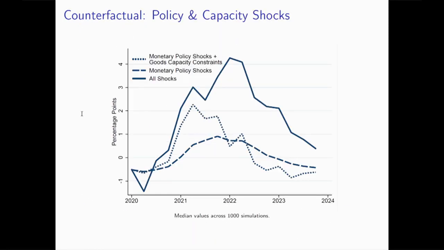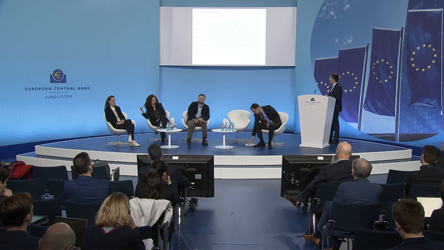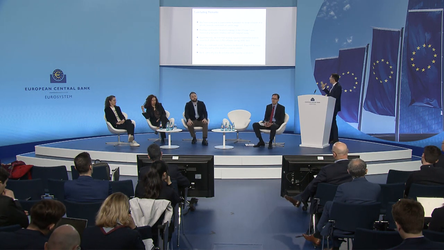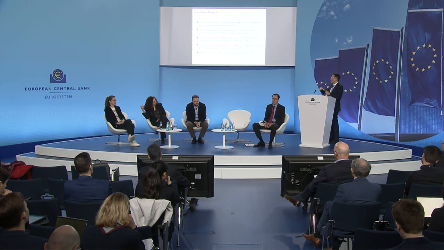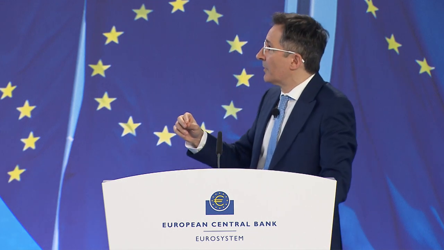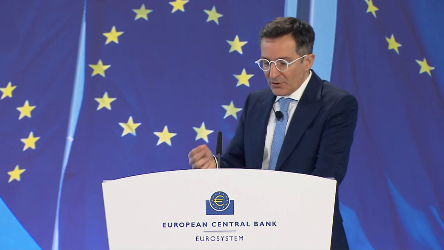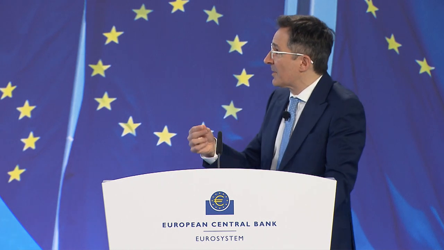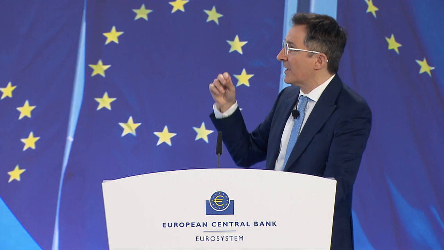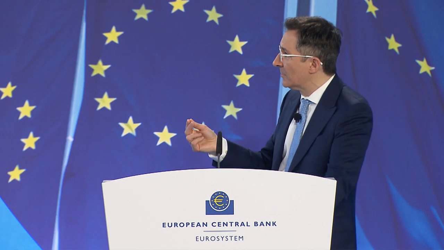So let me just conclude because I'm out of time. So what have we done here? We have developed a quantitative framework to study inflation that places capacity constraints at center stage. Binding constraints introduce a wedge in the Phillips curve, in the relation between inflation and real marginal costs. Quantitatively, we find that binding constraints explain half of the increase in inflation during 21 and 22.